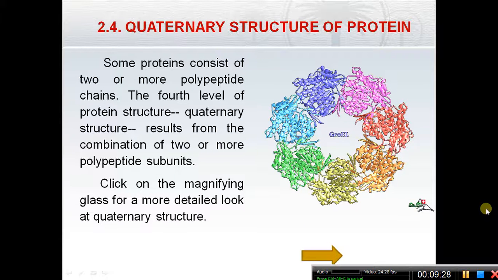Quaternary structure of protein. Some proteins consist of two or more polypeptide chains. The fourth level of protein structure, quaternary structure, results from the combination of two or more polypeptide subunits. Click on the magnifying glass for a more detailed look at quaternary structure.